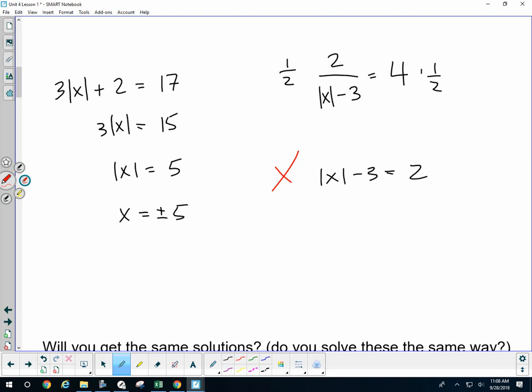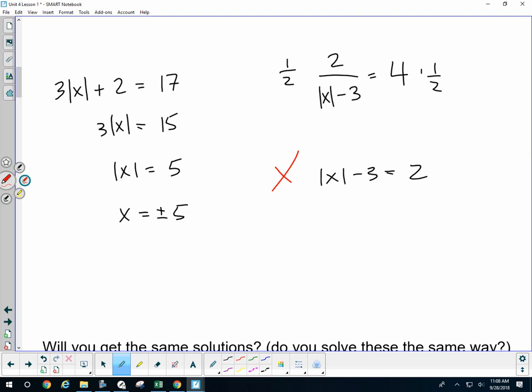Doesn't the 2 cancel out? Don't I just have absolute x minus 3? What's the problem? Well, it's over negative 3. It's not like being subtracted by negative 3. So you should multiply by negative 3 on both sides. No, shouldn't do that. Can you multiply by the absolute value?